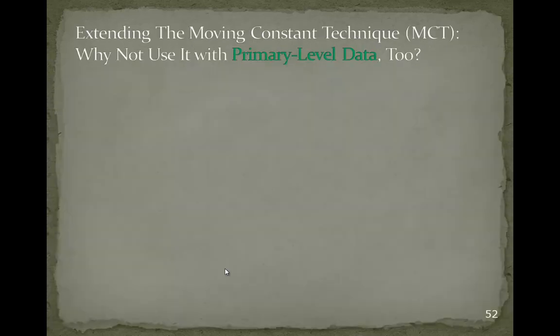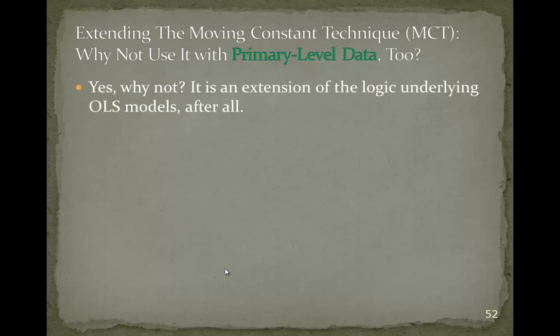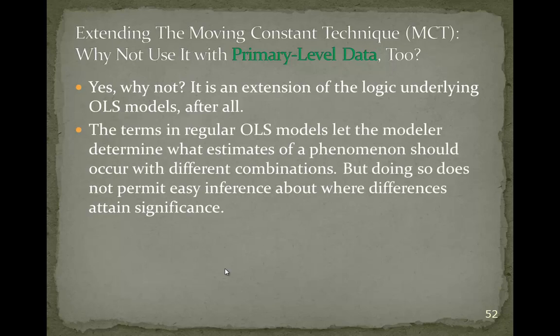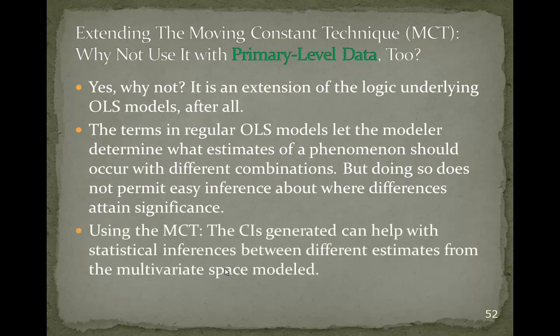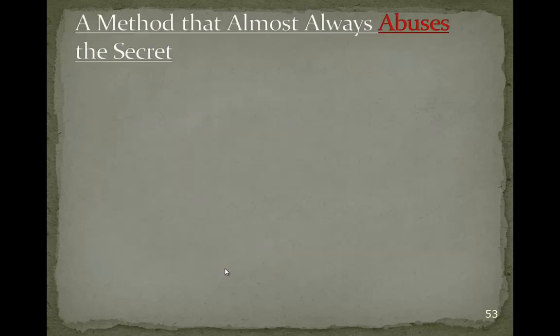Why not extend the moving constant technique, MCT, to primary level data too? Why not? Yeah, it's an extension of the logic underlying OLS models after all. It's really simple. It's just that people haven't been describing this well in those sources. The terms in regular OLS models let the modeler determine what estimates of a phenomenon should occur with different combinations. But when you do so, it doesn't permit an easy inference about where differences attain significance. But if you use the strategy, you can get a confidence interval for any point in your inference space. So it could help you with statistical inferences between different estimates from the space that you're modeling.